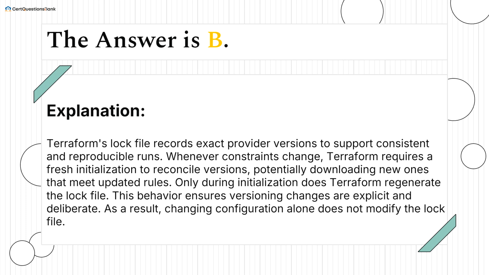The answer is B. Terraform's lock file records exact provider versions to support consistent and reproducible runs. Whenever constraints change, Terraform requires a fresh initialization to reconcile versions, potentially downloading new ones that meet updated rules. Only during initialization does Terraform regenerate the lock file. This behavior ensures versioning changes are explicit and deliberate. As a result, changing configuration alone does not modify the lock file.